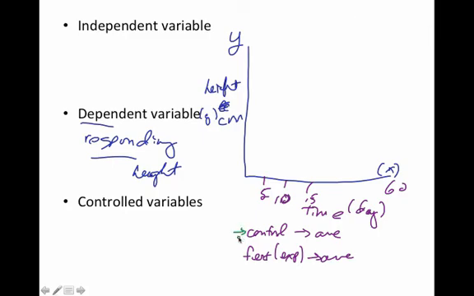We could use colors, one color for one group versus another color for the other, and then make our data and determine whether or not fertilizer affects plant height.